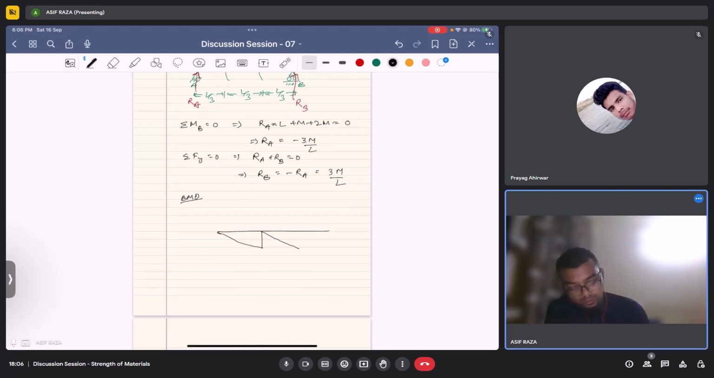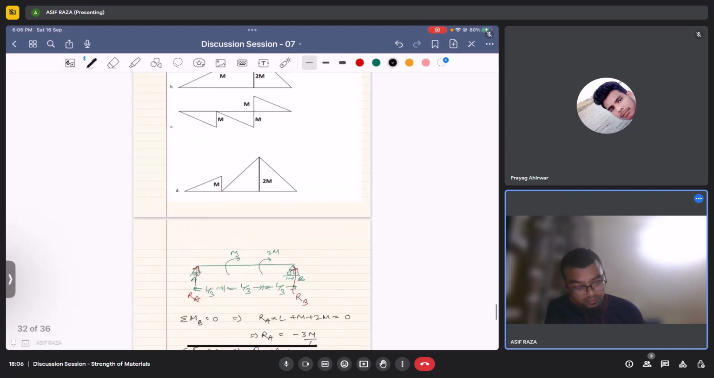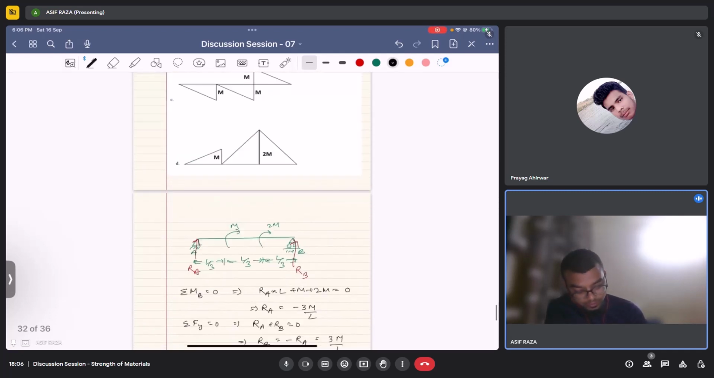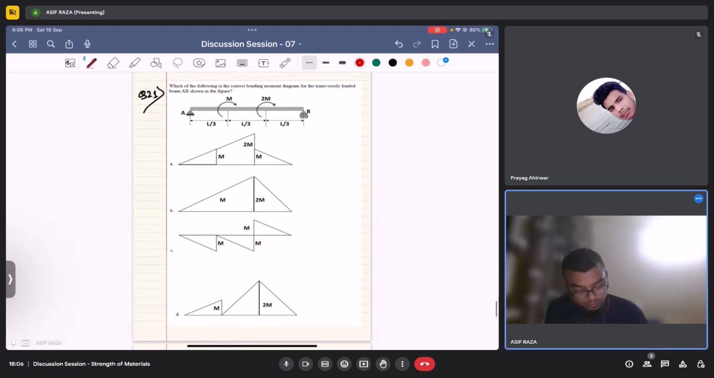Now due to 2m it will shift towards the positive side, and that would also be equal to m. Then again due to RA it will go towards 0. So this is m, and this is A, B, L by 3, L by 3, L by 3. So the correct answer would be option C.